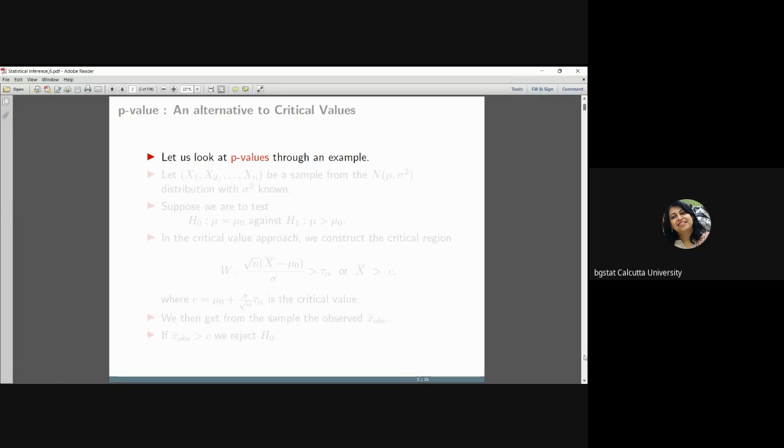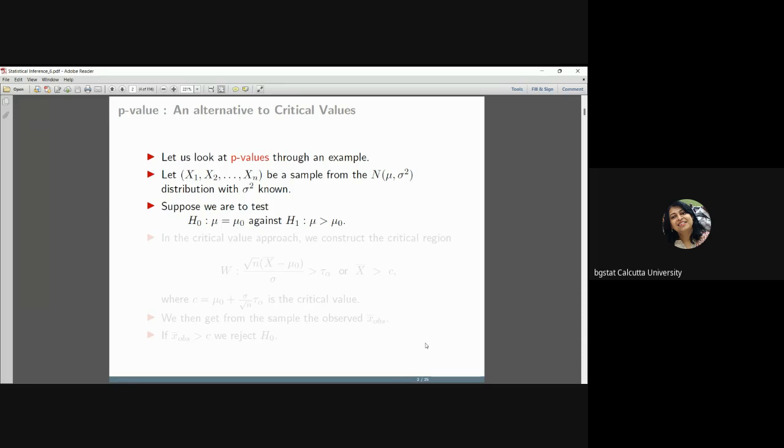The previous tests we have done are all in terms of what we call the critical value. We calculate our test statistic and we calculate a critical value based on the level of significance, and we compare the two, and depending upon the alternative we take our decision. Now there is another way to do the test which depends not on the critical value but on something called the p-value. So let's see an example.